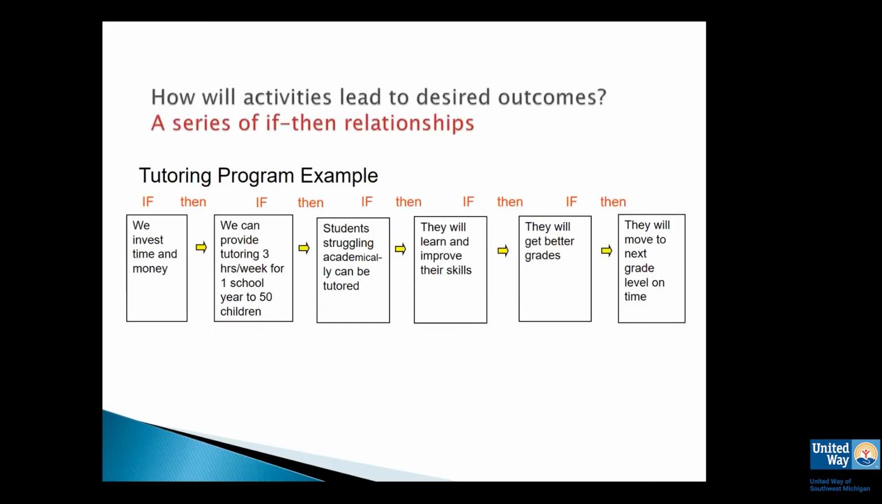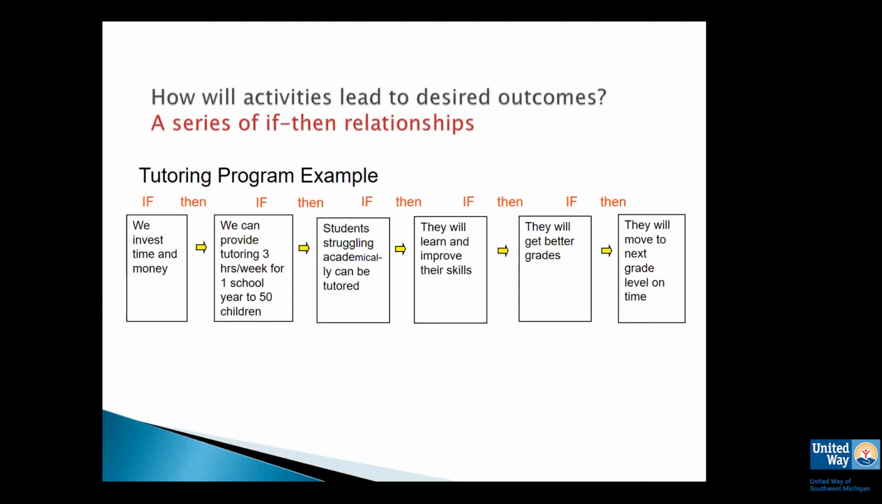Okay, so how will activities lead to desired outcomes? So again, this is the logic of it: if-then, if-then, if-then. So if we were using a tutoring program as an example, if we invest time and money, then we can provide tutoring 3 hours a week at one school per year for 50 children. If we do that, then students struggling academically can be tutored. If the kids are tutored, then we hope they will learn and improve their skills.